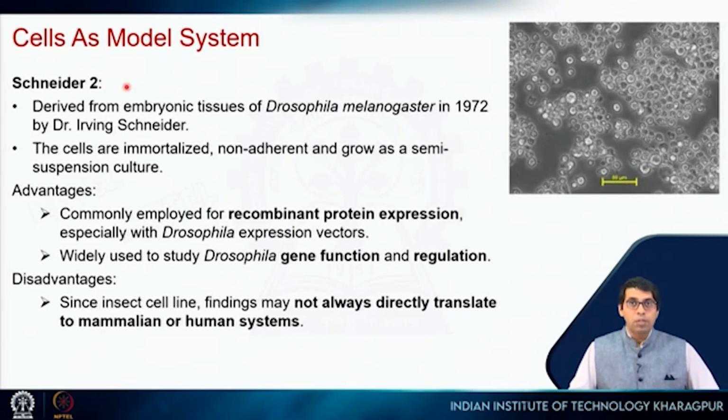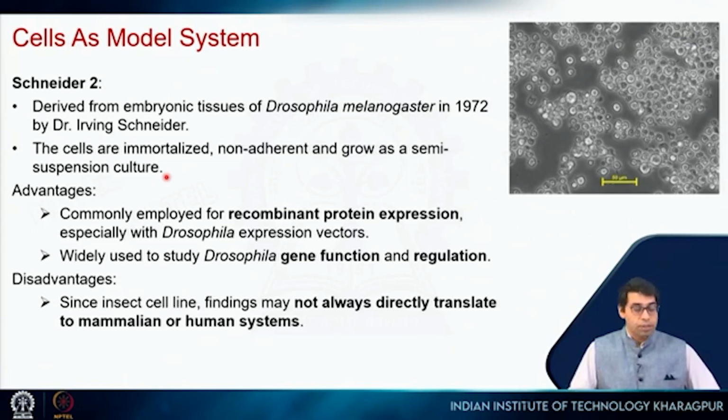Another very commonly used model cell system or cell line is Snyder 2. So this is derived from embryonic tissues of Drosophila melanogaster, the fruit fly. So it was isolated in 1972 by Dr. Irving Snyder, and it is named after this inventor. These cells are also immortalized, they are non-adherent, and they grow as a semi-suspension in culture, which means that you can actually use them in some shaker kind of environment.